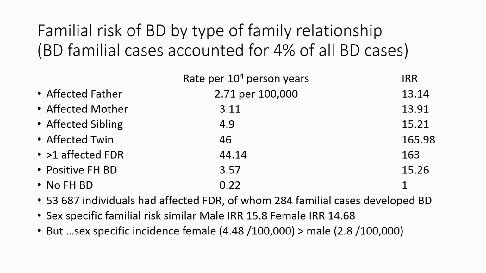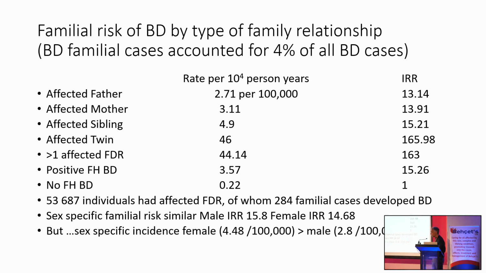So, first of all, 53,000 individuals had affected first-degree relatives with Behçet's syndrome, and they found 284 familial cases who developed Behçet's. There's more than one case of Behçet's in that family. And it's important to note that overall, that's 4% of the familial cases compared to the number of cases that had Behçet's overall in the population. So it's a small proportion to start with, okay?